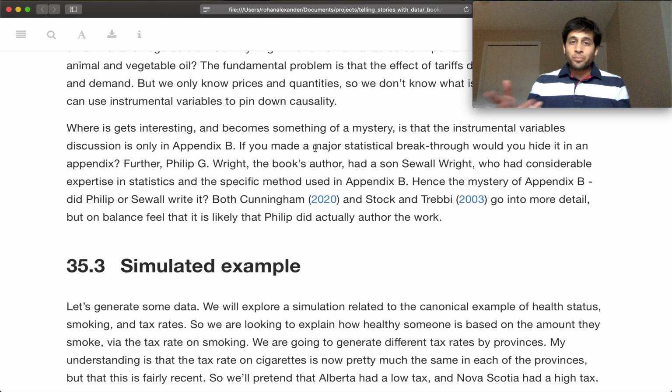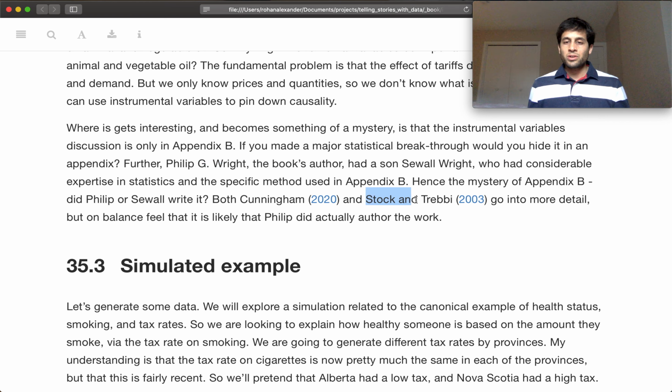But I don't know about you, but if I made a major statistical breakthrough, I certainly wouldn't be hiding it in an appendix. And so that's slightly odd. The other slightly odd bit is that the author, Philip Wright, had a son. And this son had a fair bit of expertise in statistics and the specific methods that are used in this appendix. And so there's been this ongoing mystery as to, well, was it actually the father or was it the son who discovered instrumental variables?